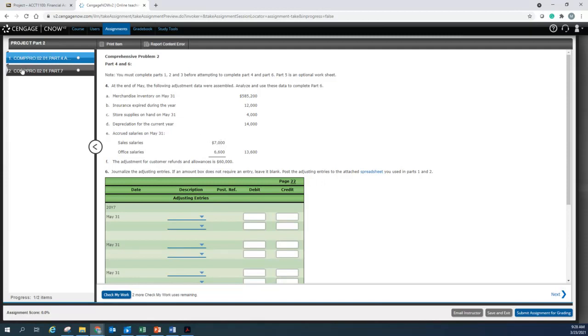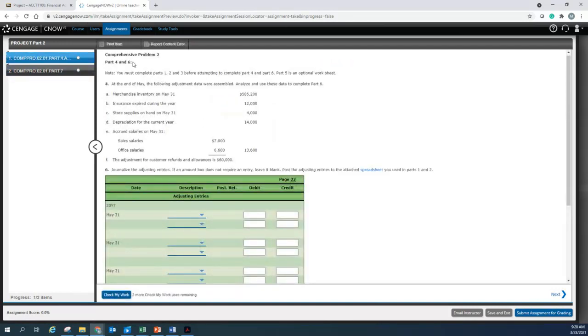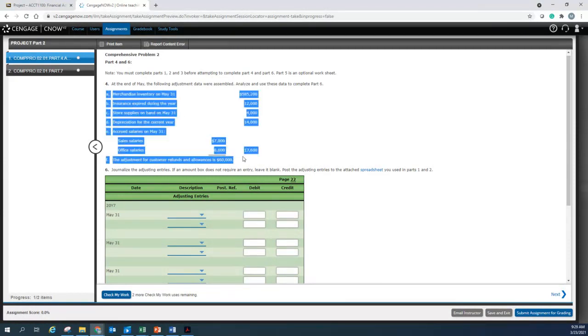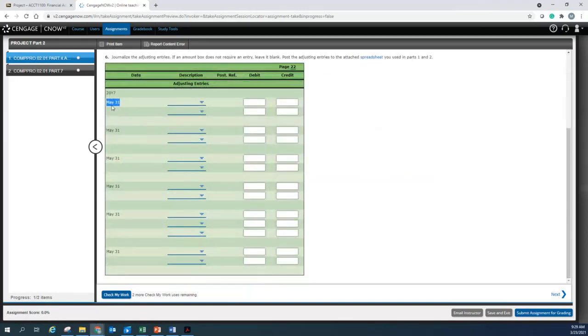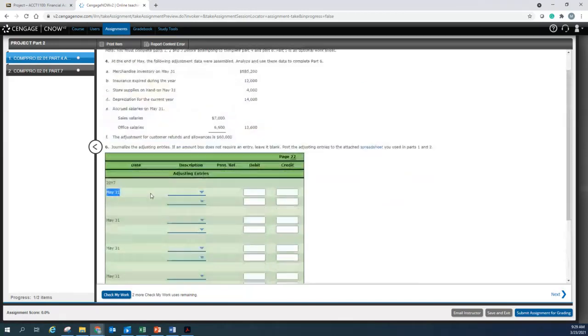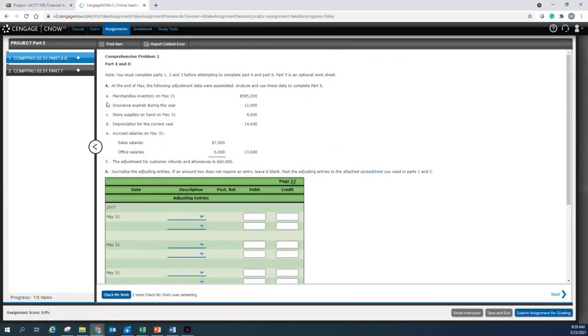So here's part 2, and again we see the 2 tabs, 2 components. First, we have adjusting entries to do, and these are based on the transactions that are given. Journalize adjusting entries, May 31st. Okay, so not a whole lot of entries here. 1, 2, 3, 4, 5, 6. So these are A, B, C, D, E, and F. Those are the 6 journal entries.